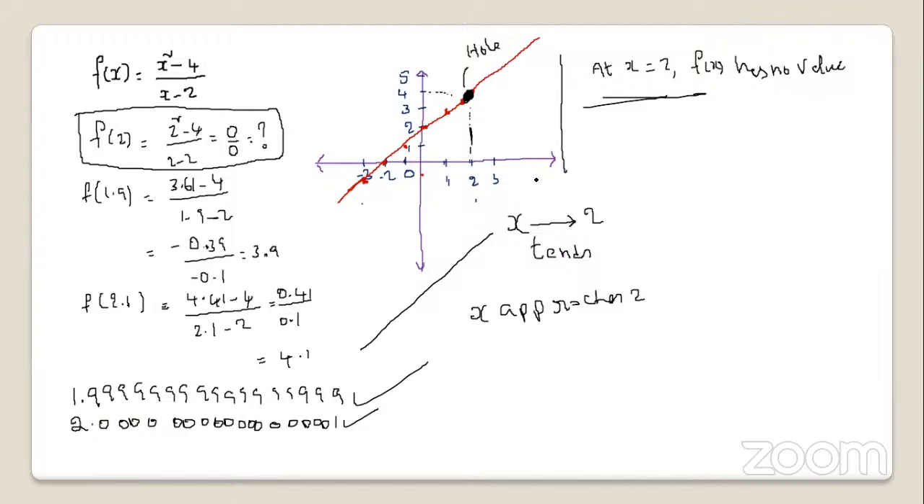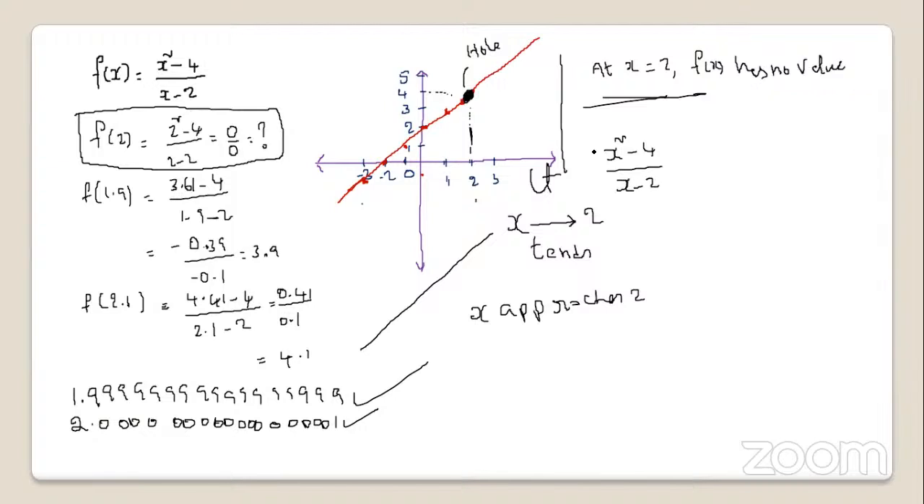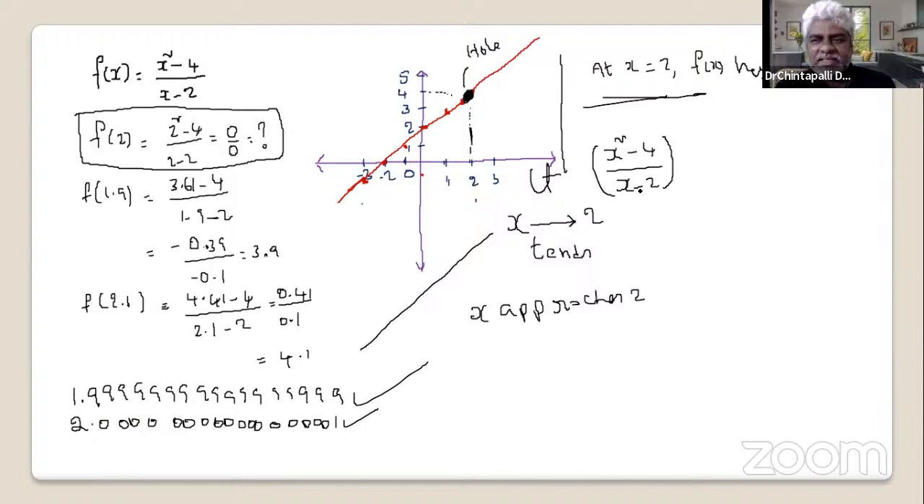Then scientists thought about this concept. It is written as limit x tends to 2, (x squared minus 4) by (x minus 2). Yes, they are finding its movement.